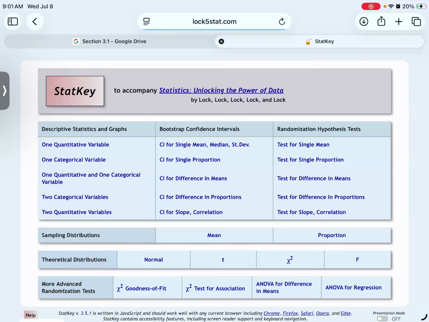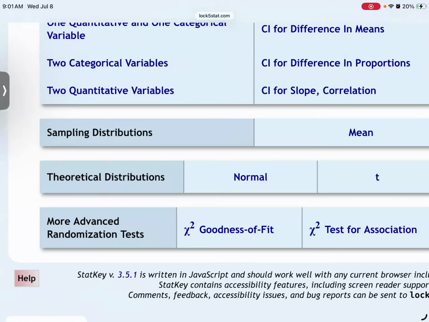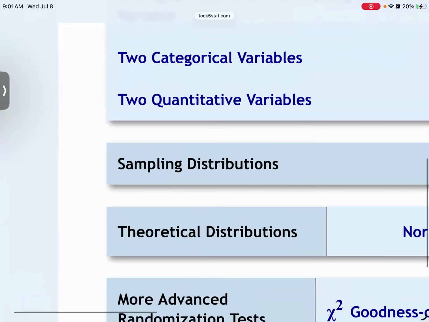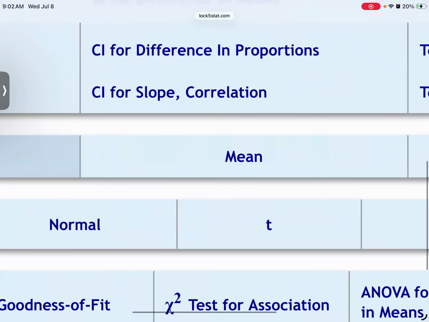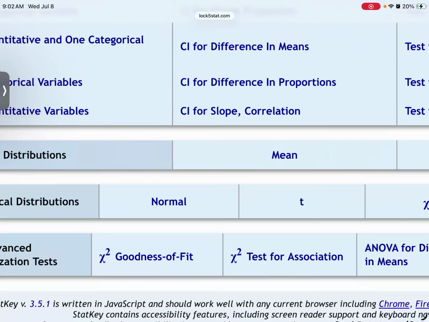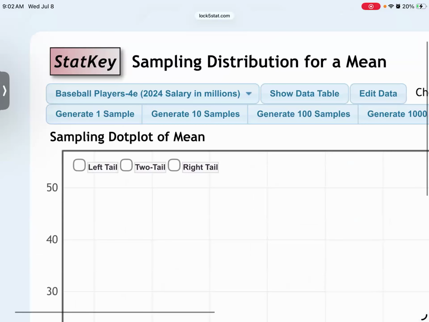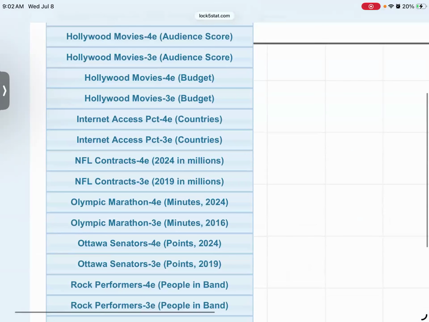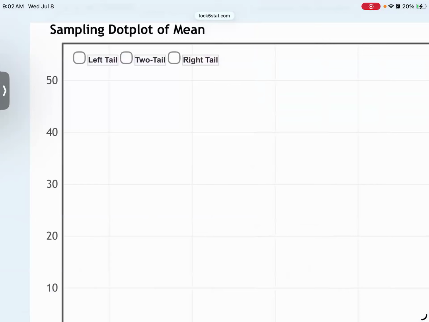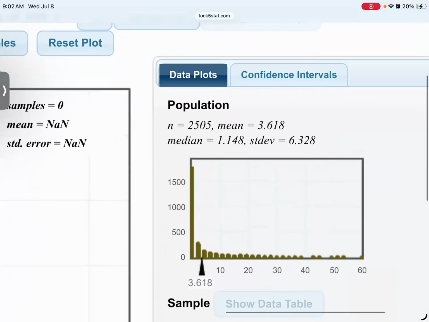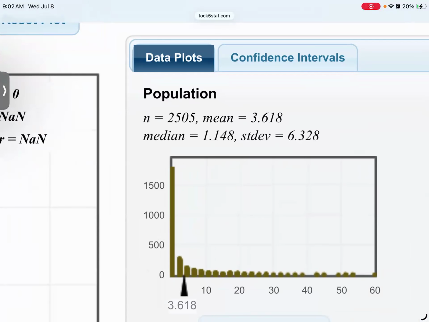And then once you get to Stacky, right here in the middle of my screen where it says sampling distribution for a mean, go and click on that. This starts out with baseball players, and we need to switch it to the NFL players. You can see NFL contracts, 4th edition, and then they did a more recent one in 2024. And right there is where you can see the truth. It was 3.6 million, the actual average for the players.